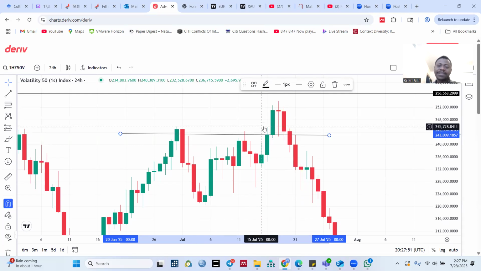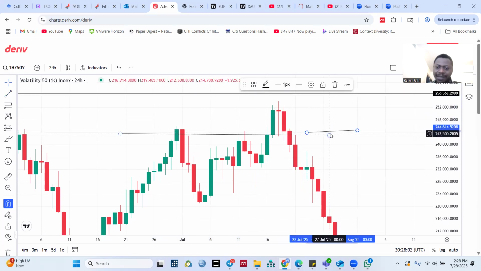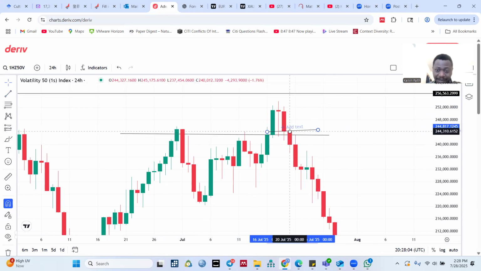So once there is that change of state of delivery or break of structure, it will be very hard for price to go up or stop you out. Because if you are taking an entry from here, then your stop loss is going to be above here. Okay. So once that happens, it's going to be very hard.